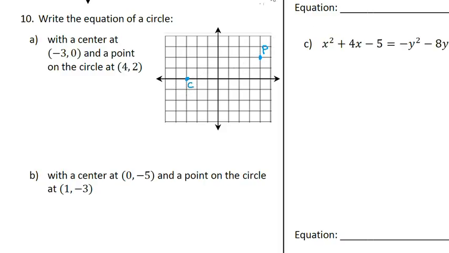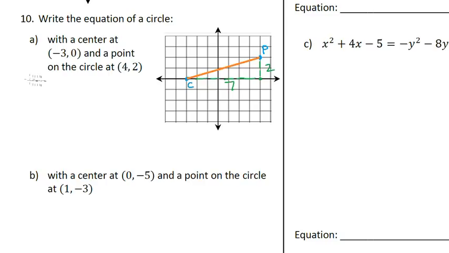If I've got the center and a point on the circle, that means the distance from the center to the point on the circle is my radius. And because I can use this graph, I can go ahead and use Pythagorean theorem to find the radius. I'm going to go ahead and turn this into a right triangle. This side is 1, 2, 3, 4, 5, 6, 7 units long. This side is 2 units long.